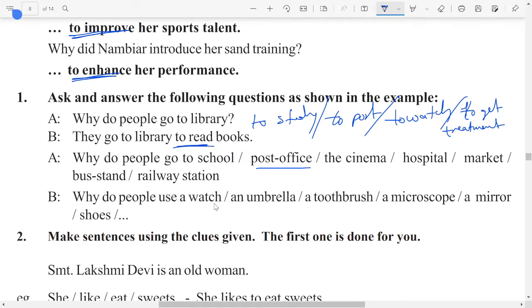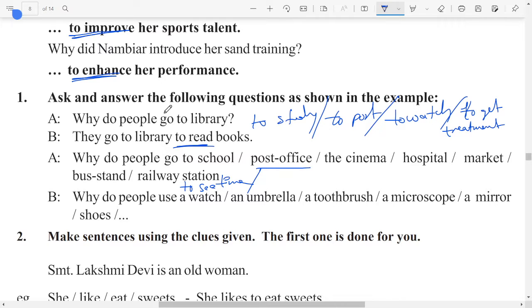Next one, why do people use a watch? To see time. Why do people use an umbrella? To save themselves from the sun or rain. Next, why do people use a toothbrush? To brush their teeth. Microscope, to see the small things. Mirror, to see themselves. Shoes, to protect the feet.